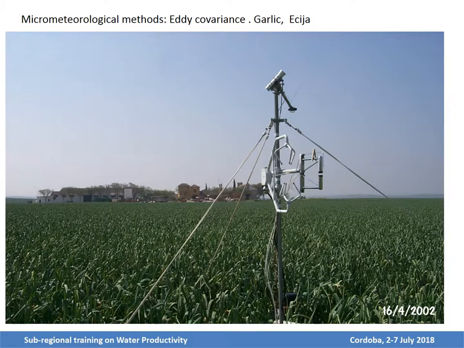This is another eddy covariance system on a garlic crop. We see here that we have a much larger area. Here we have the krypton hygrometer. This is an infrared thermometer measuring the temperature of the crop. Here we have a net radiometer. Here we have the sonic anemometer.